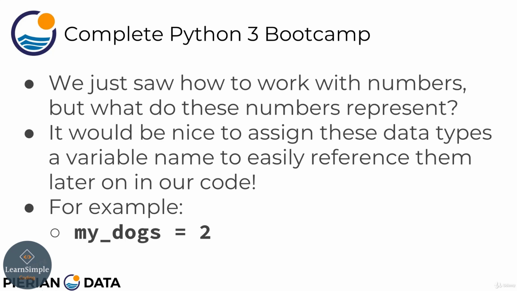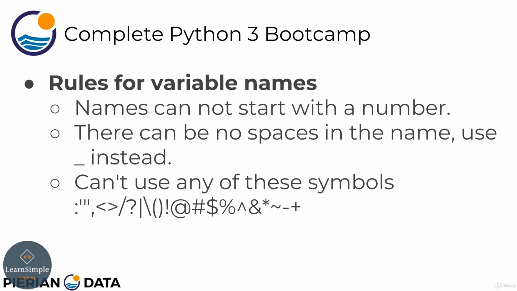For example, I could say a variable name my_dogs is equal to 2 because I have 2 dogs. Now, there are a couple of rules for choosing a variable name in Python. Names cannot start with a number. There can also be no spaces in the variable name, so you should use an underscore instead, and you also can't have any of these symbols in a name. And if you accidentally forget this list of symbols, Python would quickly complain and you'd have an error. So you don't need to worry about memorizing all these. You'd get the error as you're typing along.